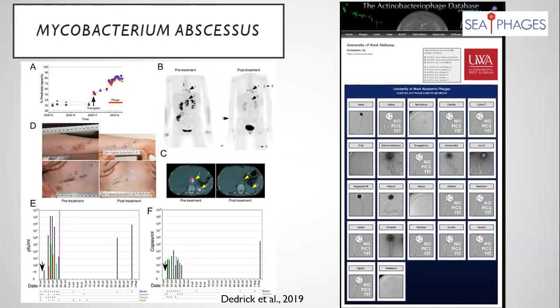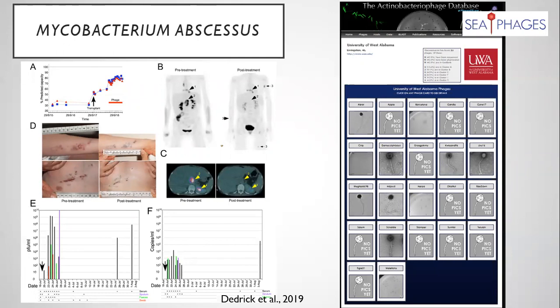In the figures here on the left, we can see first an increase in lung function after phage therapy began. These scans show an increase in function of other organs, like the kidneys, and here we see visual healing of wounds on the skin after phage therapy.